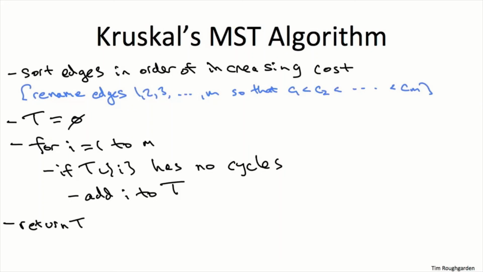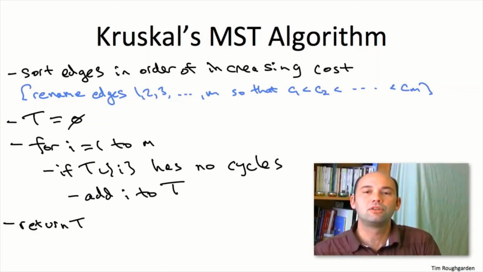It's easy to imagine various optimizations that you could do. So for example, once you've added enough edges to have a spanning tree, so n-1 edges, where n is the number of vertices, you can go ahead and abort this for loop and terminate the algorithm. But let's just keep things simple and analyze this 3-line version of Kruskal's algorithm in this lecture.